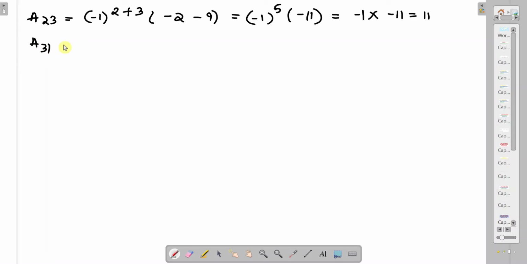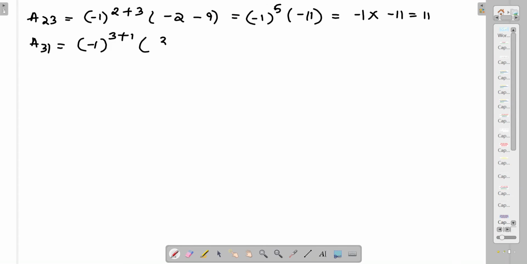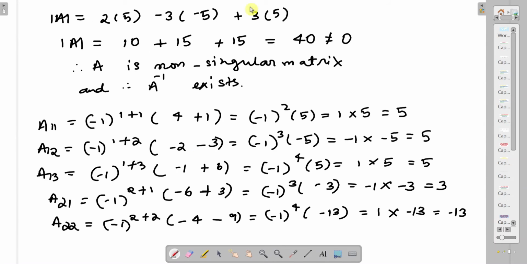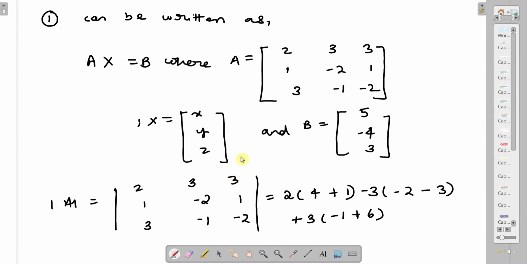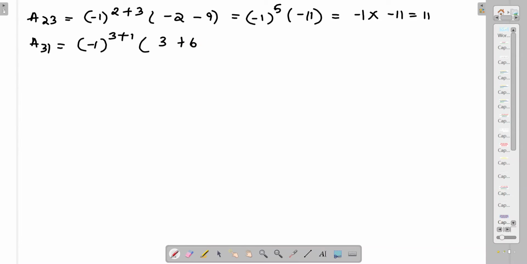Then A31 is nothing but minus 1 raised to 3 plus 1, so we have to hide the third row and first column, so 1 times 3 is 3, minus 2 times 3 is minus 6, but minus plus 6 will get, this is nothing but minus 1 raised to 4 times 9, this is nothing but 1 times 9, which is 9.